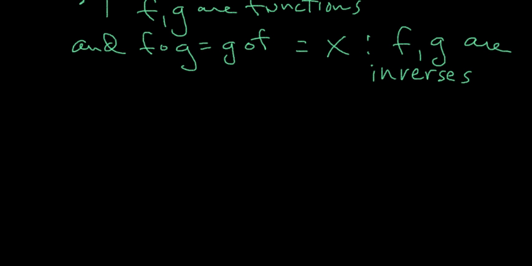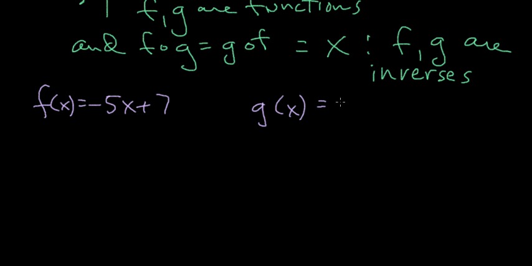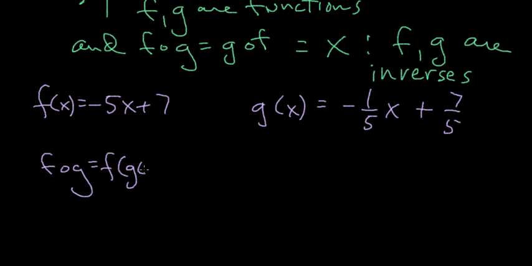Well, let's take a quick look at how to test this. So let's say f of x equals negative 5x plus 7, and g of x equals negative 1/5 x plus 7/5. And you say, well, I want to know if these are inverses of each other. So I say f of g, that's f of g of x, equals negative 5 times g of x plus 7.